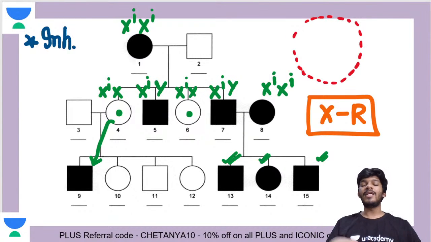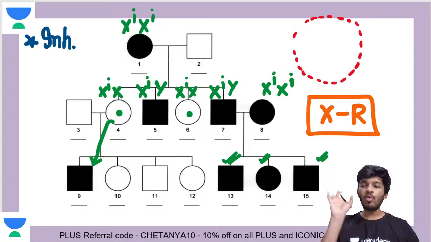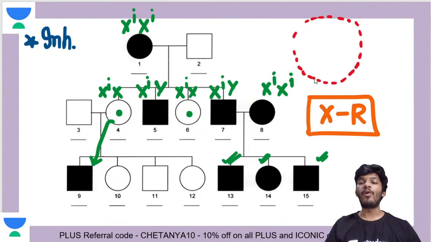Or they might say a pedigree is shown, identify the mucopolysaccharidosis. Why is that possible? Because Hunter disease is the only mucopolysaccharidosis which is X-linked recessive. So this becomes a very important point, whereas Hurler disease and all other mucopolysaccharidosis are autosomal recessive.